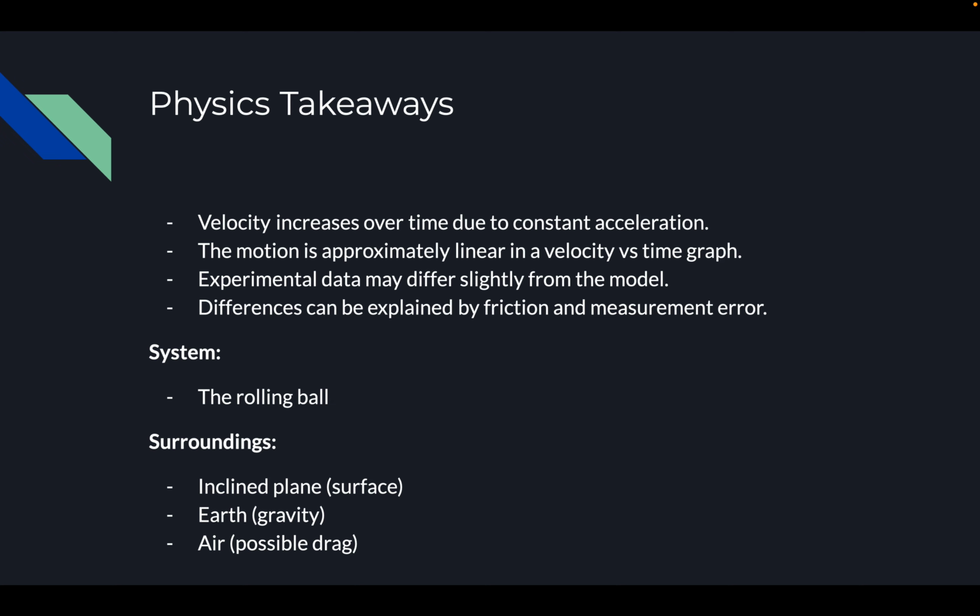Physics takeaways. Velocity increases over time due to constant acceleration. The motion is approximately linear in a velocity versus time graph. Experimental data may differ slightly from the model. Differences can be explained by friction and measurement error.